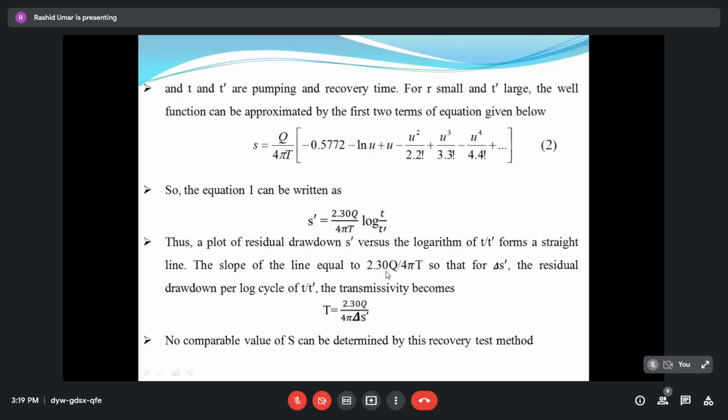The slope of the line is equal to 2.3 Q over 4 pi T, so delta s' is the change in residual drawdown over a log cycle. This is how, by the same principle as Jacob's method, it was developed, and here we can calculate only transmissivity; no storage coefficient can be calculated. So this is what the Theis recovery method is.